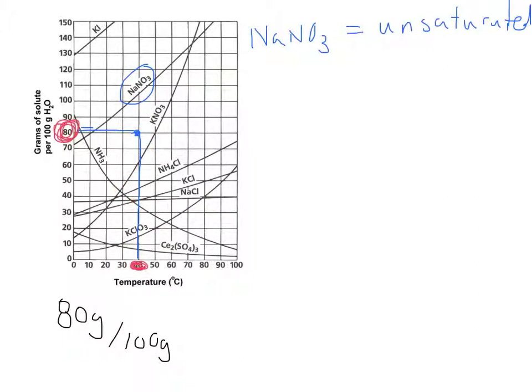Now let's say we got a hypothetical situation where the answer ended up being pretty close to the line. Let's say I got 50 grams per 100 grams water at 50 degrees Celsius, and we were looking at ammonium chloride. In this situation, this would be a saturated solution. So when your point is on the line, you're going to get a saturated solution.